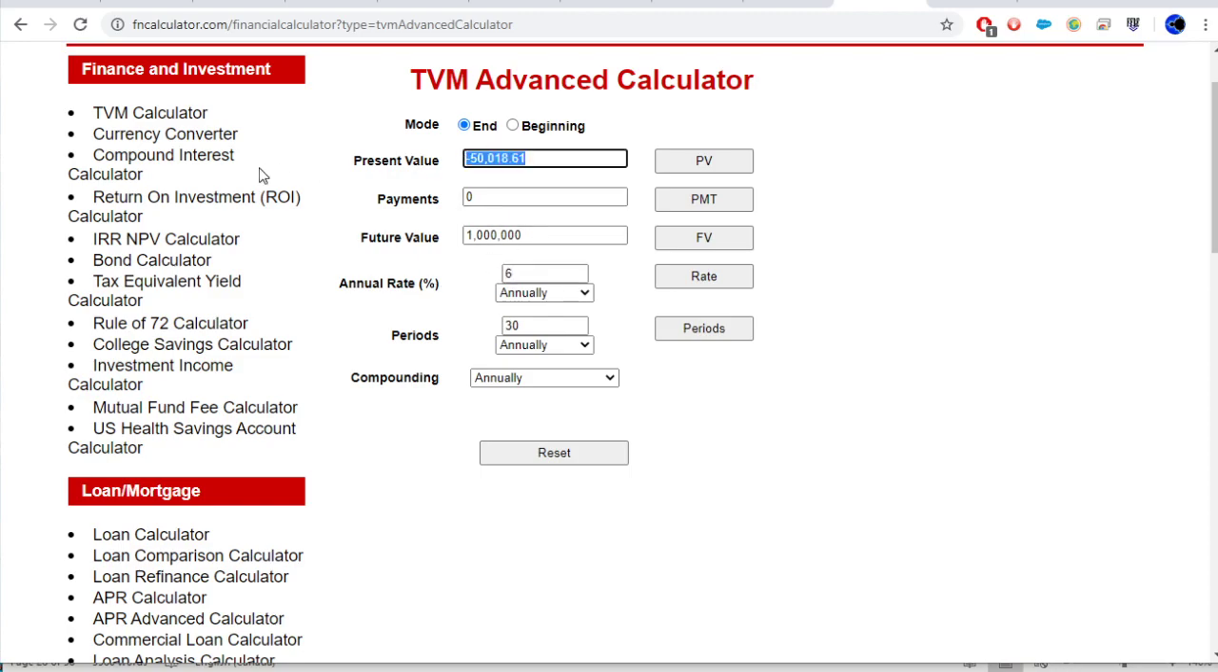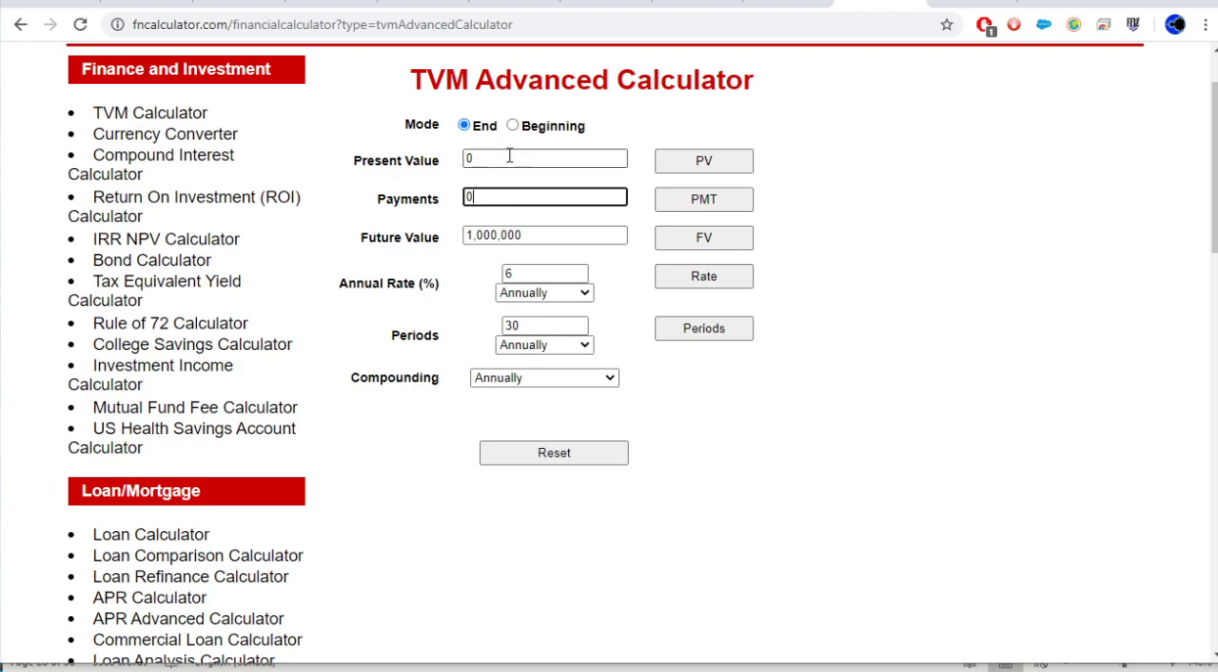Let's do the same thing. Okay, except this time, let's say I have no money. I have no money right now. I can't invest anything. What I want to know is how much would I invest each year for the next 30 years in order to have the $1 million when I'm done.